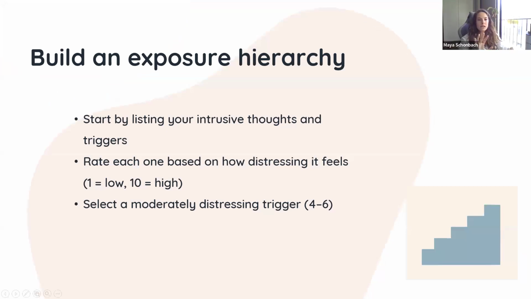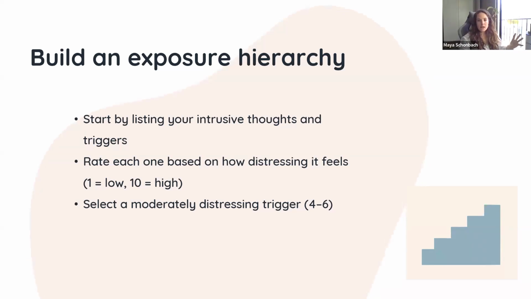So ERP begins with building your exposure hierarchy. All that really means is starting by writing down your intrusive thoughts and the situations or objects or things that trigger your anxiety or compulsions. Now, it's important to try to be specific. That is very important. The next thing is you want to rate each one based on how distressing it feels, again using the subjective units of distress scale, 1 being low, 10 being high.